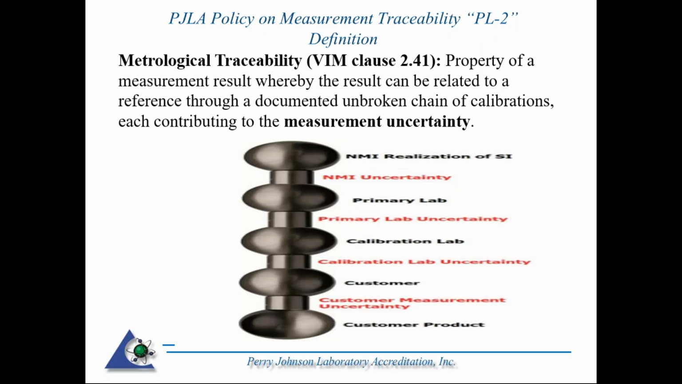Okay, metrological traceability as defined in the vocabulary of international metrology is a property of a measurement result where the result can be related to a reference through a documented, unbroken chain of calibrations, each contributing to the measurement uncertainty. You see, I highlighted that word uncertainty, which is in the definition there from the vocabulary of international metrology, and how that's going to be needed with each link building upon the link that was provided before them.